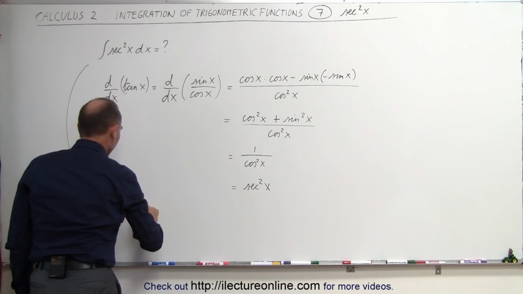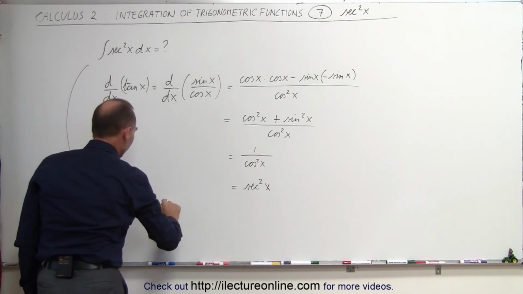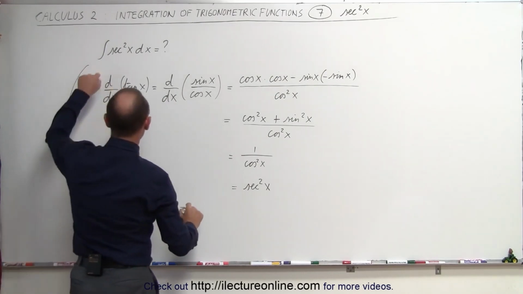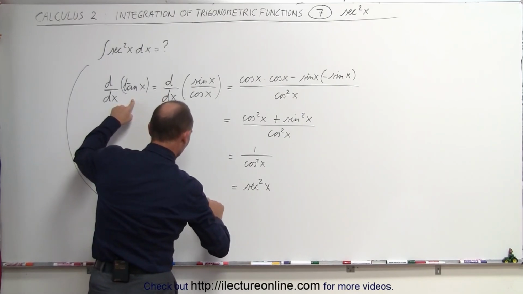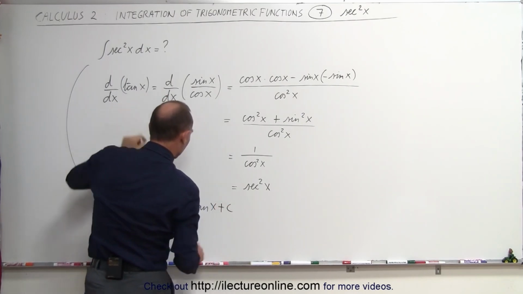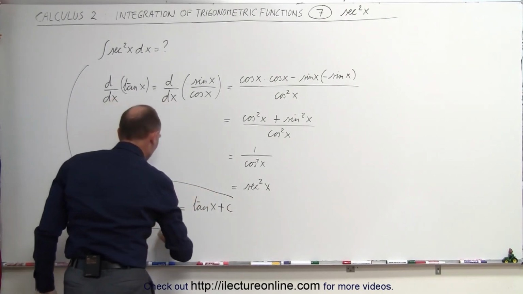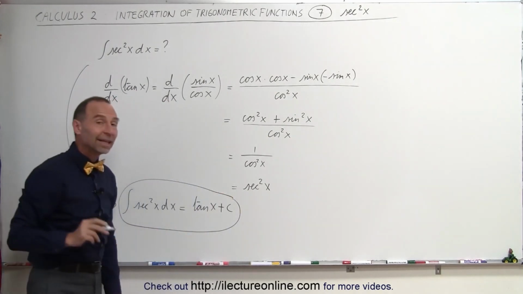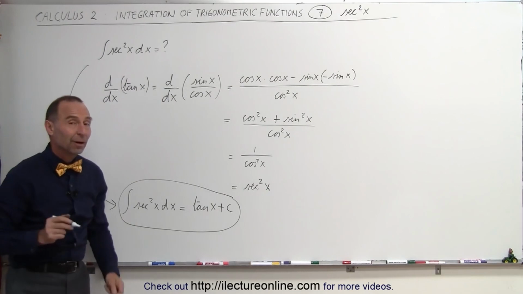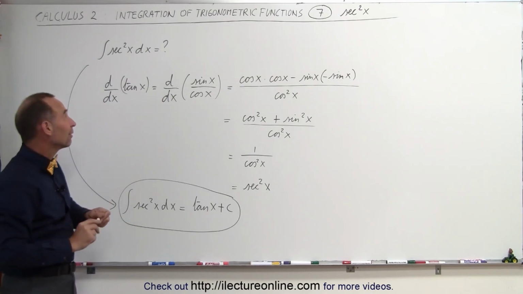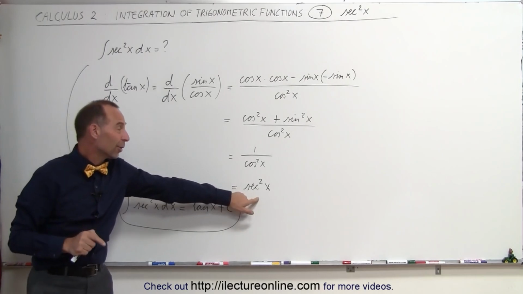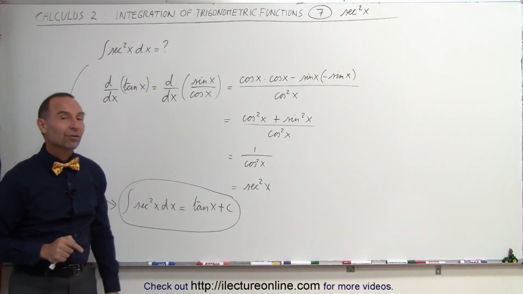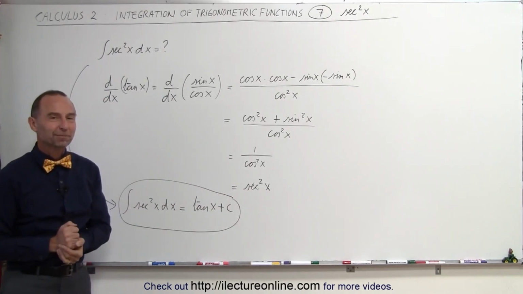the integral of the secant square of x dx, we get back the tangent of x. Right here, we get back the tangent of x, of course, plus a constant of integration. So that's one way in which we can figure out the integral of the secant squared of x, by recognizing that if we take the derivative of the tangent, we get the secant square. Therefore, the integral of the secant square gives us back the tangent of x. And that's how we do that.